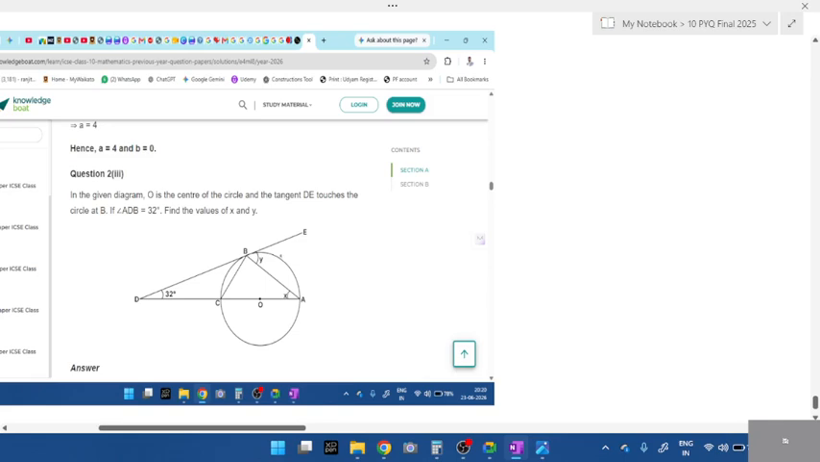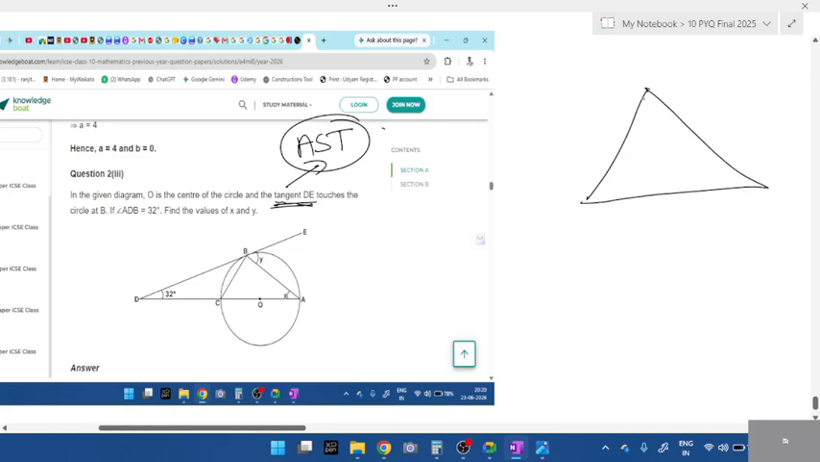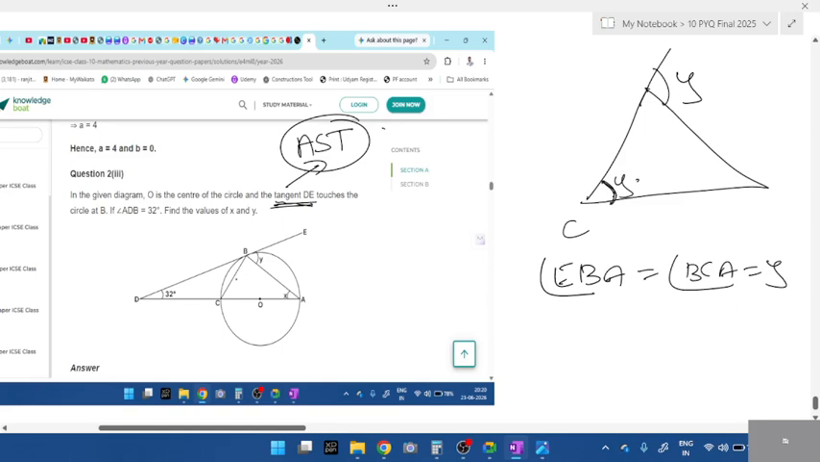Did you copy the question? We start. Here the word tangent is given, students. Whenever a tangent is given, we have only one formula. What is that? Alternate segment theorem. In alternate segment theorem, the outside value is Y. Which else will be Y here? Angle C will be Y. So write the statement: angle EBA is equal to angle BCA, that is equal to Y. In bracket, alternate segment theorem. So we know this is Y. First write this statement.